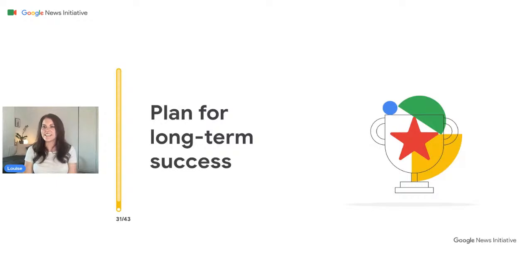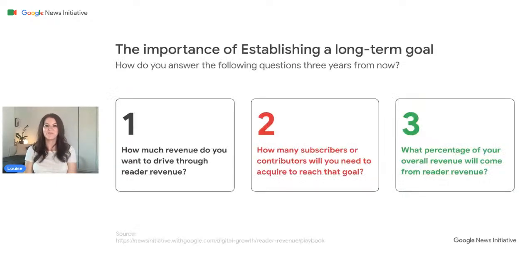So let's delve into this. Now we've had time to digest everything that we've already spoken about. So the importance of establishing a long-term goal then. So for many of the world's most successful news organizations, setting long-term goals for their reader revenue model means setting an aspirational goal.